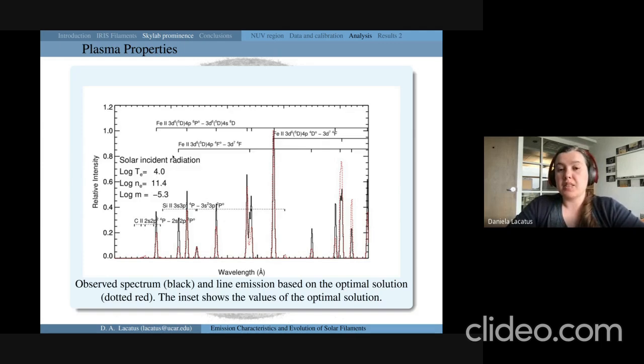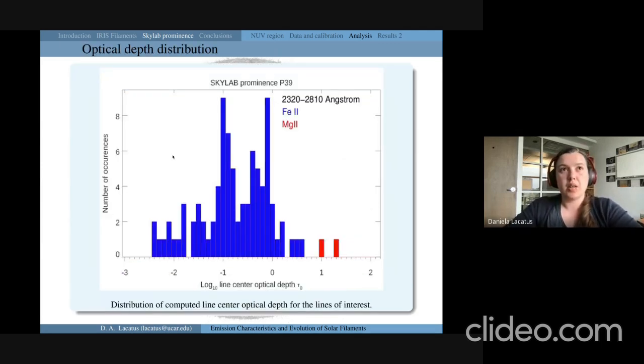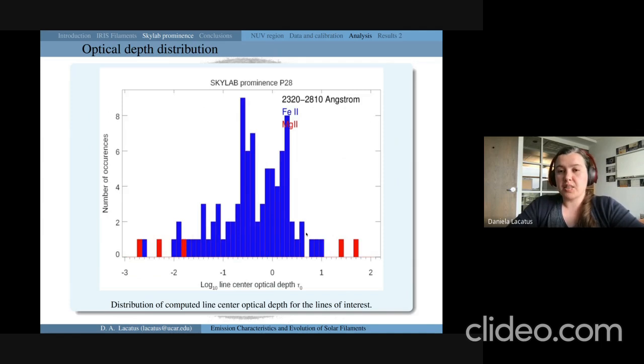And then, as I said before, because we have multiple iron II lines that are sharing a common upper level, we can compute the distribution of lines with respect to optical depth within the prominence. For instance, for this prominence, we have a very modestly thick prominence. We have a few magnesium lines that are very thick compared to the others, but also a few iron lines that are also in optically thick conditions. For a more dense prominence, we have many more iron lines that will be optically thick.